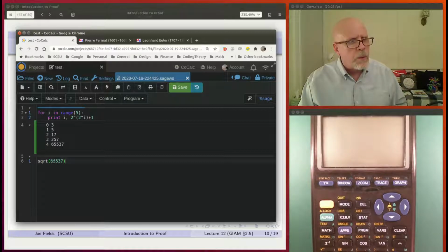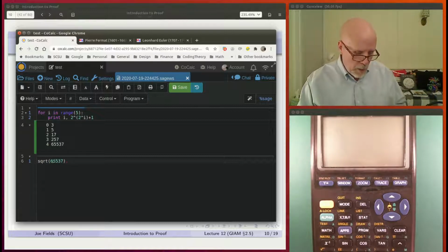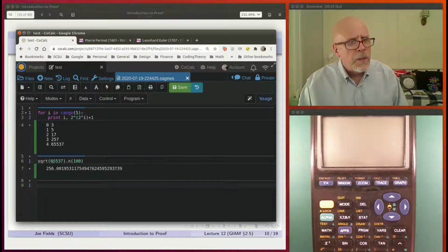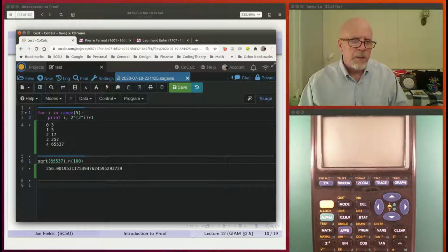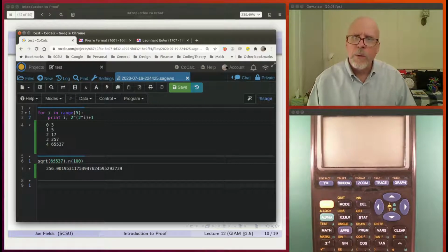65,537. Why am I taking the square root of this number? Well, because of what we learned about the way factoring works, another way to say this: the smaller factor, if that thing does factor, will be smaller than the square root. So I'm going to take this to a few decimal places. 256.001. So great. We would only have to do trial division by primes smaller than 256. It's a lot, but it's not that much. I'd suspect it's about 50 or 60 primes to go through.